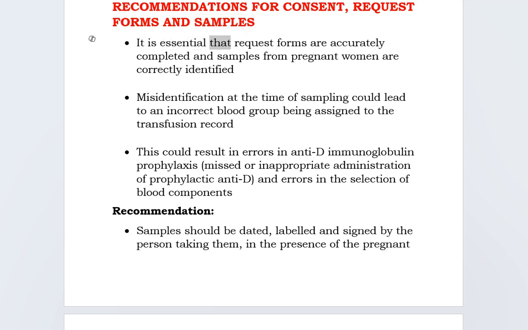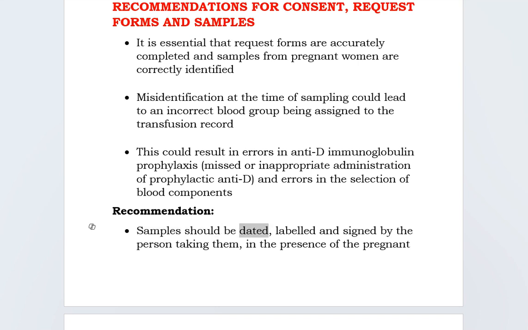It is essential that request forms are accurately completed and samples from pregnant women are correctly identified. Misidentification at the time of sampling could lead to an incorrect blood group being assigned to the transfusion record. This could result in errors in anti-D immunoglobulin prophylaxis, missed or inappropriate administration of prophylactic anti-D, and errors in the selection of blood components.